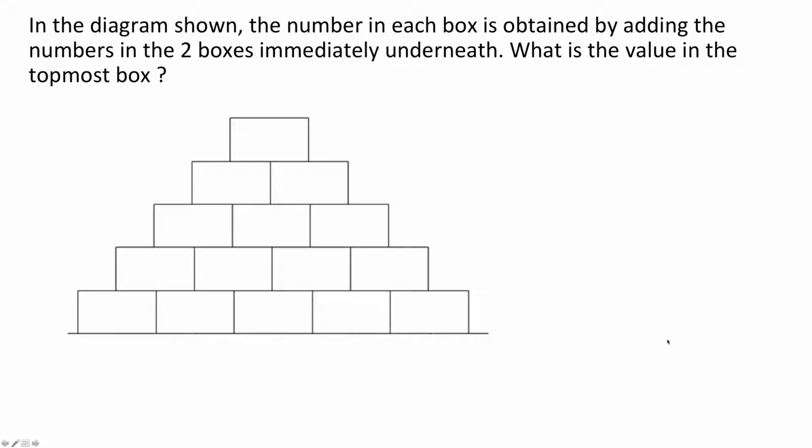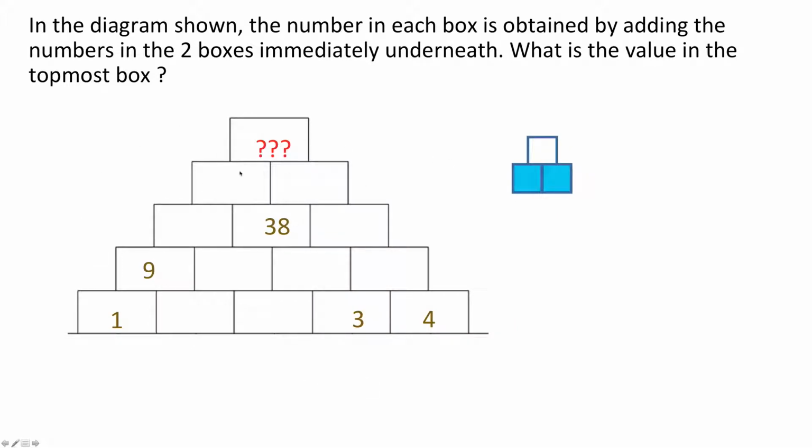So in this diagram shown below, the number in each box is obtained by adding the numbers in the two boxes immediately underneath. So for example, if you are asked to find the number in this box, you need to add up the numbers in the two boxes below it. Now you need to find the value in the topmost box, and we know that the numbers in some of the boxes are already known to us, which are these. You need to find this one.